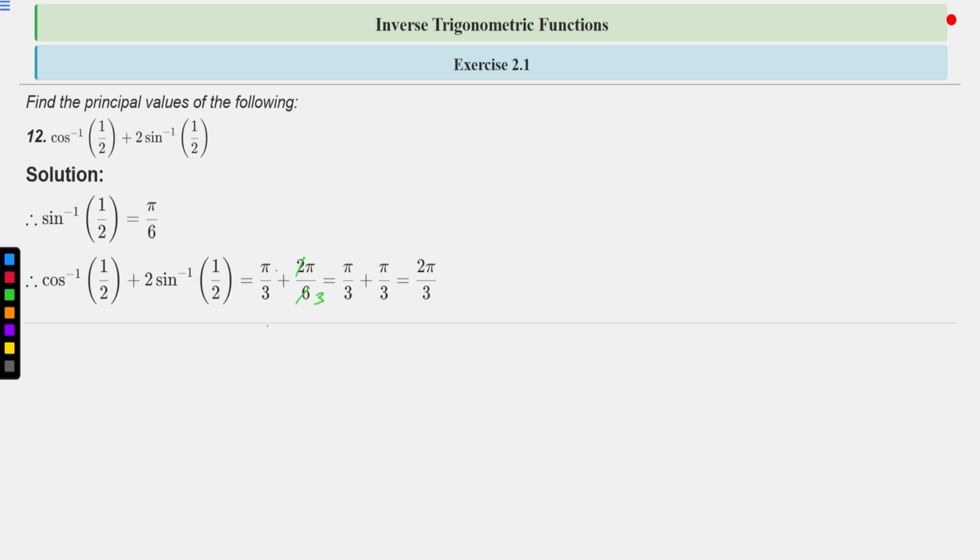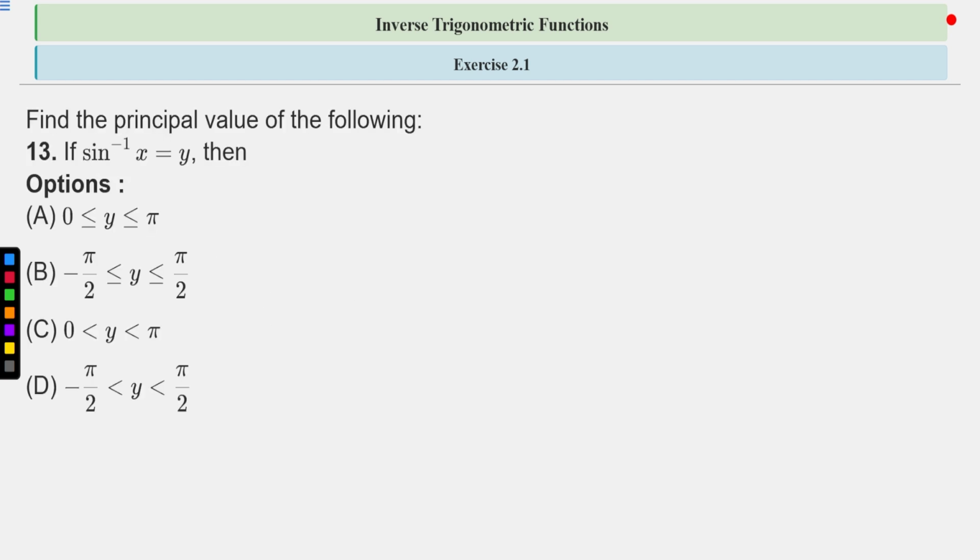Let us discuss the next question. Next question is, you need to find the principal value of the following. If sin inverse x is equal to y, then y will belong to which interval? Options are A, B, C, D. You need to tell which option will be the correct one, right?